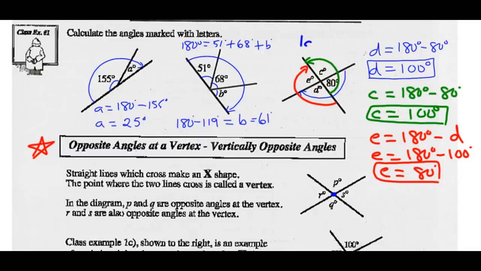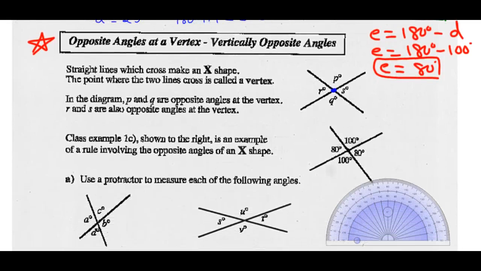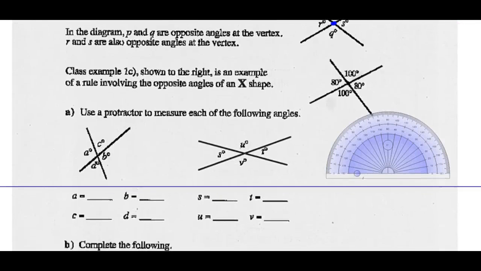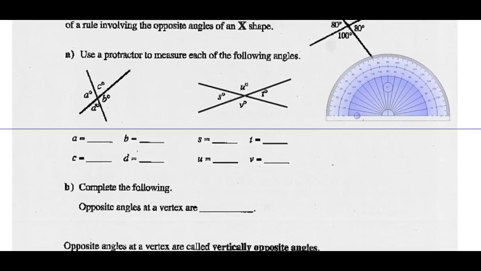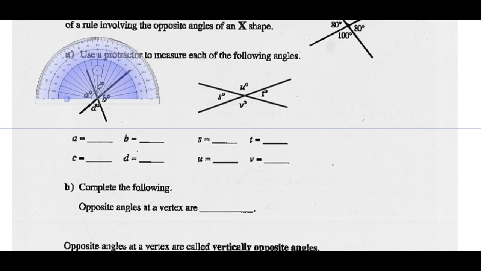Class example 1C, right here, shown to the right is an example of a rule involving opposite angles that cross in the form of an X. So we did that one up above. Use a protractor to measure each of the following angles. So let's take our protractor over here and measure each of the following angles.